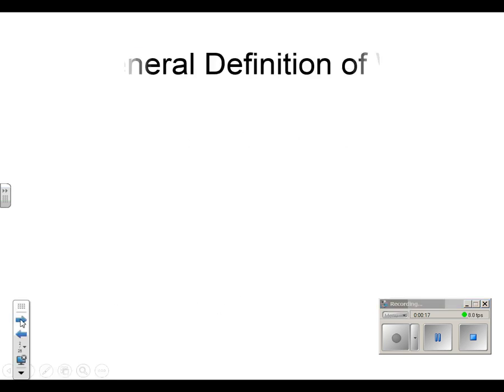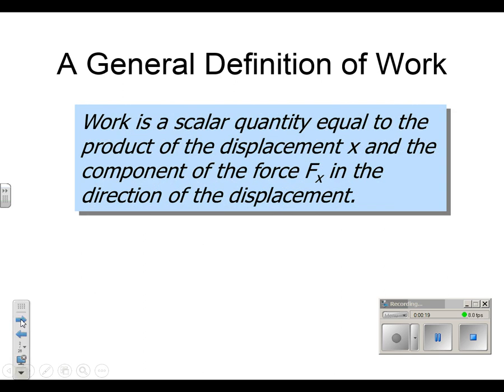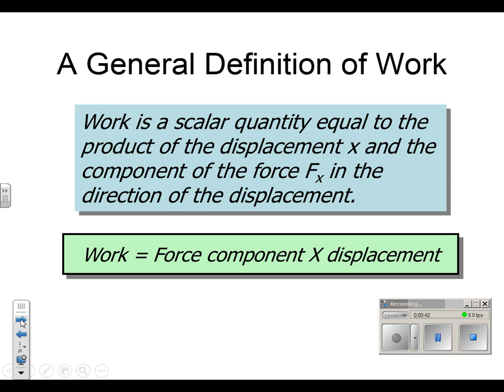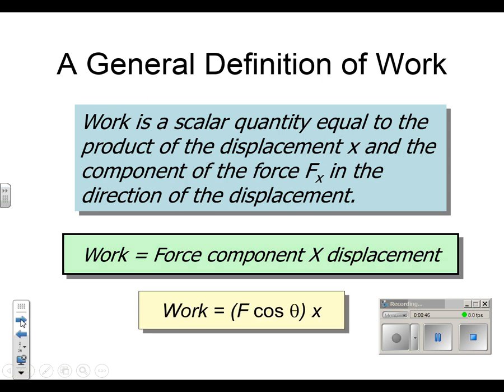General definition of work is that it's a scalar quantity equal to the product of displacement, which we would call x, and the component of the force in the direction of the displacement. Now, work is a scalar quantity because the displacement and the force have to be in the same plane. So we're not worried about the directional value of it. So it becomes a scalar value since they have to be in the same plane. Now, the formula for work would just be force component multiplied by displacement, which on your formula chart is F cosine theta multiplied by x.